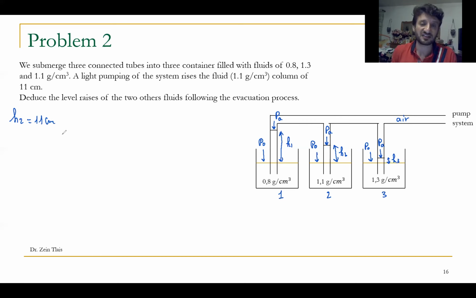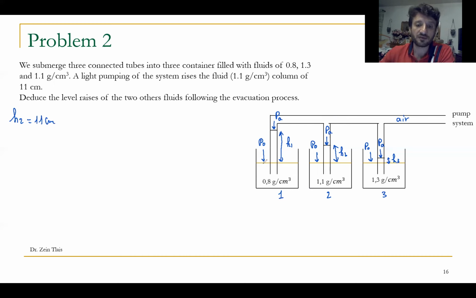We have a static state situation. It means we have a hydrostatic fluid. I don't have any dynamics, we don't have a flow of fluid. We have a static fluid, which means we have a constant velocity equal to 0. So first of all, we can take the second fluid. As we have the height, we can apply P below equals P above plus rho GH.